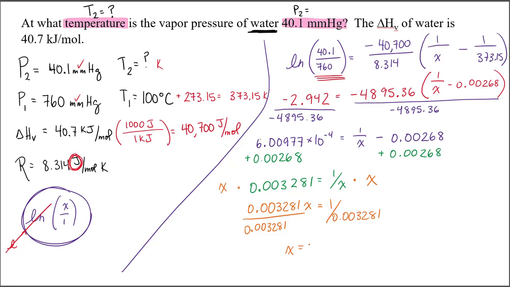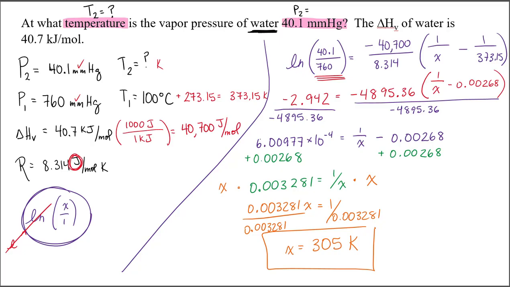X equals 305 Kelvin. At what temperature is the vapor pressure of water 40.1 millimeters of mercury? We know that that is well below the boiling point. The normal boiling point is 100 degrees Celsius.